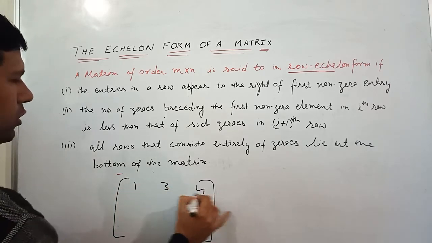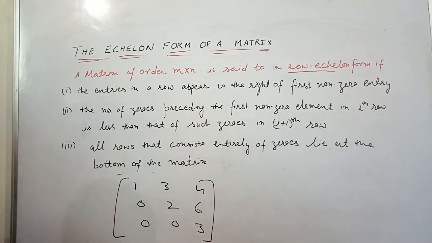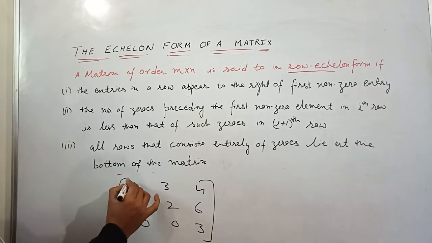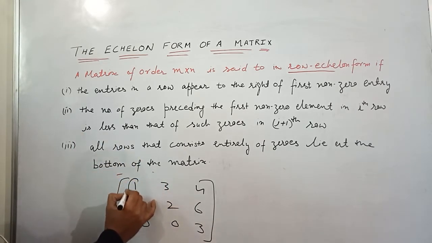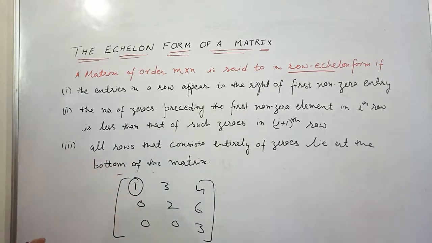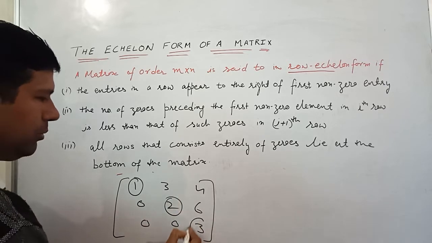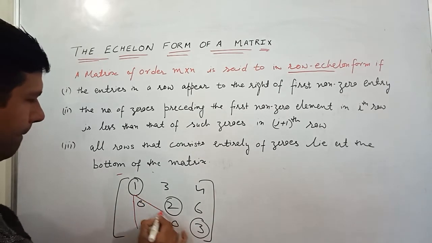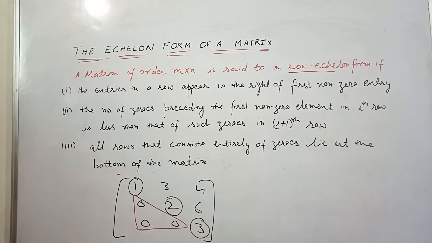One, three, four, 0, 2, 6, 0, 0, 3. So from this I want to make clear, please note that it is not required that the first non-zero entry or leading entry should be 1. No, that is not required. That may be another number than 1. Okay, so this is also an upper triangular matrix. This is row echelon form.